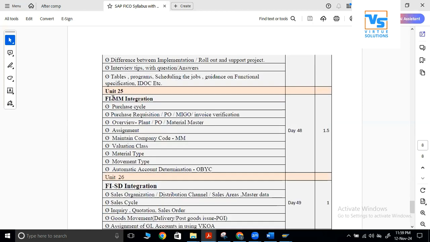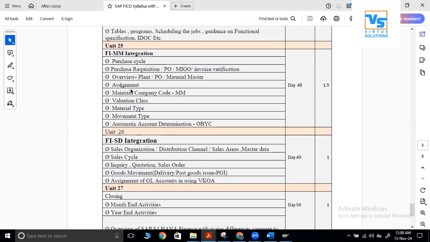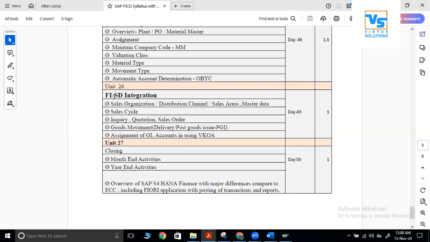And then FI-MM integration. All these we are going to do practically, like purchase order, MIGO meaning goods receipt, invoice verification. Like how to create the plant, purchase order, material master, assignment. So all these things we are going to do. We will do a complete cycle of how data comes from MM to FI and how payment is done. Those things will be taken care of in FI and MM integration, and then similarly FI and SD integration.